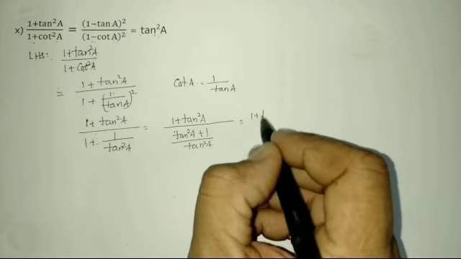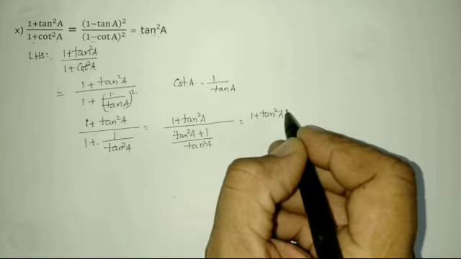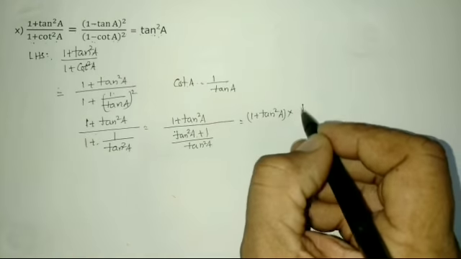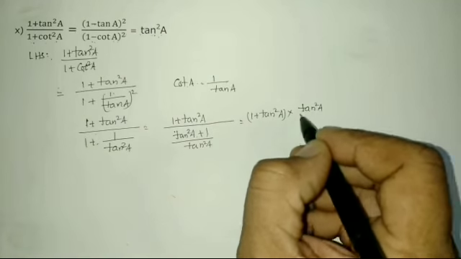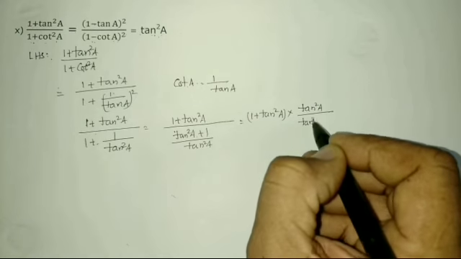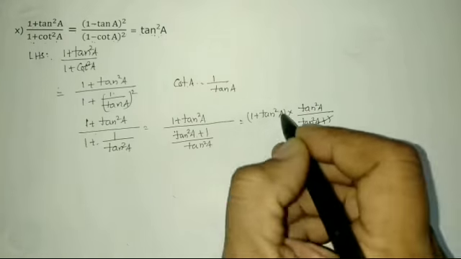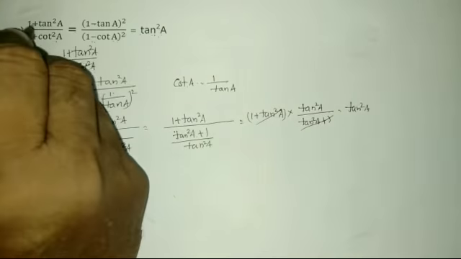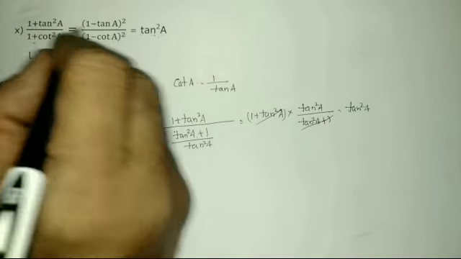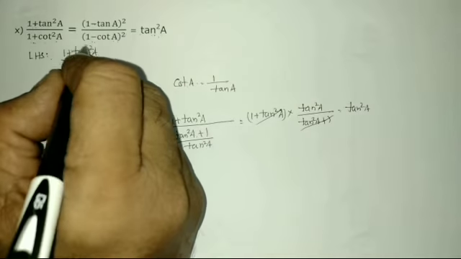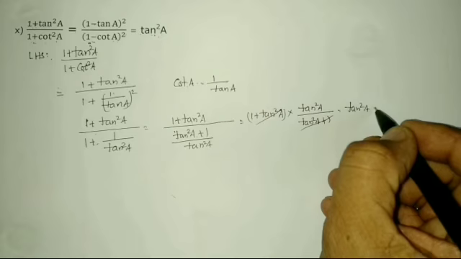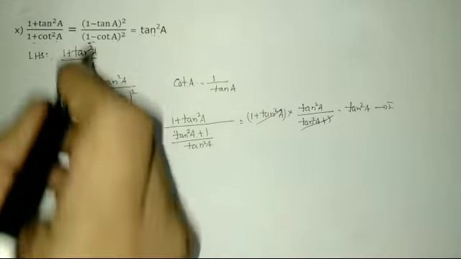So 1 plus tan square A into, you must write the reciprocal of these two, tan square A by tan square A plus 1. You get tan square A. So 1 plus tan square A by 1 plus cot square A equal to what proved here? Tan square A. Now we take the second one. So let it be first one, and you take second.